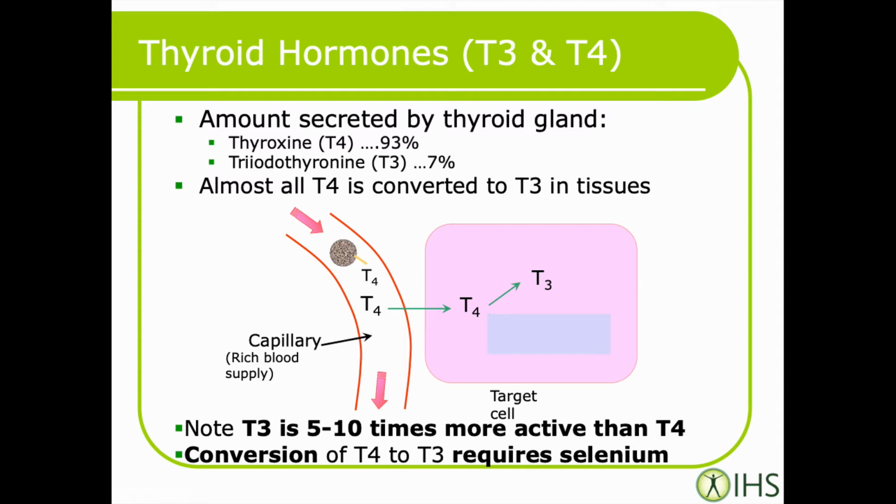This conversion of T4 to T3 is really important because T3 is 5 to 10 times more active than T4. It's definitely the active hormone, and it requires selenium. So it's a nutrient dependent process. And what you will see when you go to unit 9 is that selenium isn't the only nutrient that's required, but it's one of the key nutrients required to enable the conversion of T4 to T3.